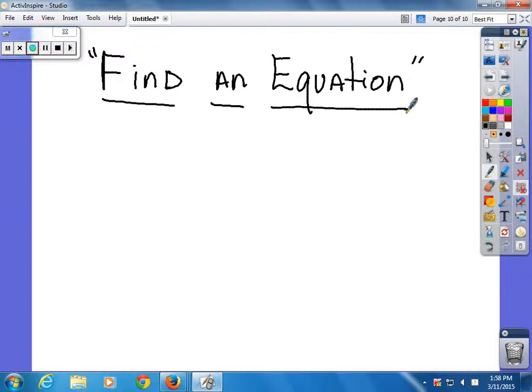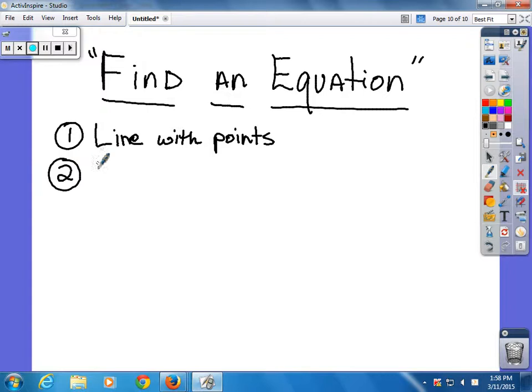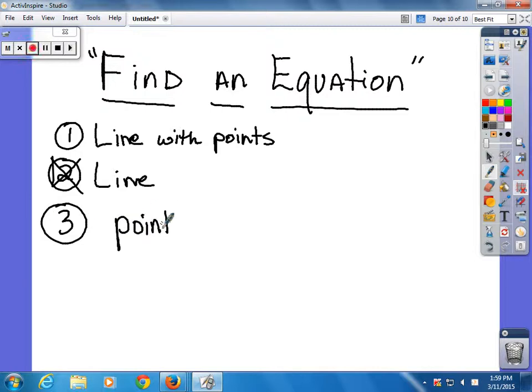Now, there's going to be three types of problems that are going to ask you to find the equation. One is given a line with points. The other one is just given a what? Line. Does that sound familiar? Just like slope. And usually I don't do this one. Usually I give you 2 points. Or the third way is given a point and a slope.